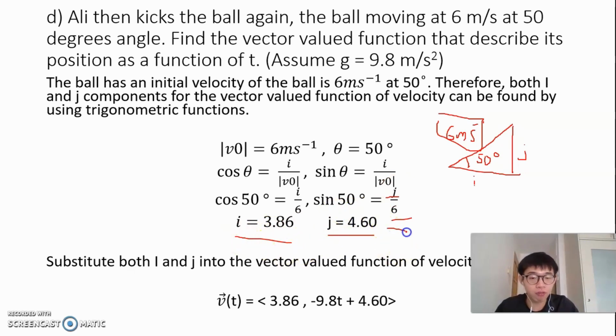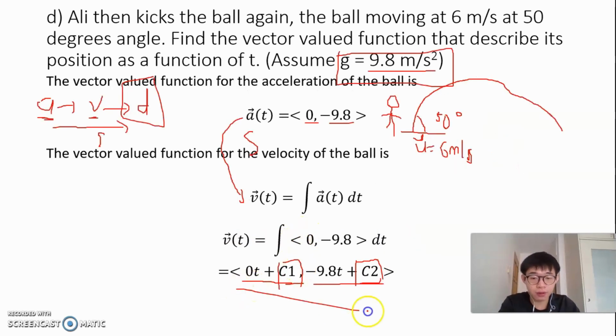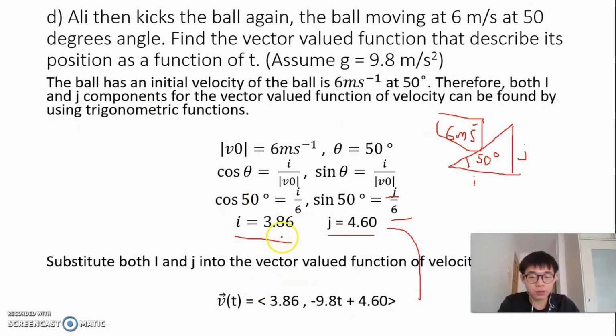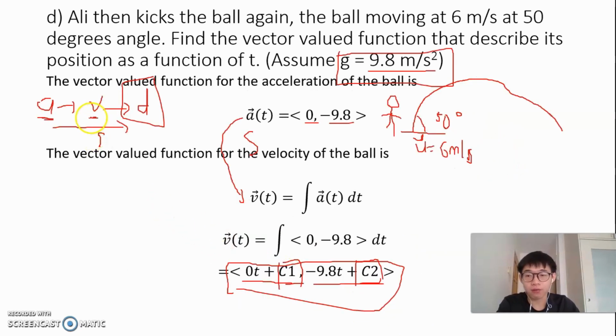Basically, we just substitute both of these values into the vector value function just now. So after substitution, we'll get 3.86 for i and negative 9.8t plus 4.6 for j. Okay, so now we have found the v. Next we are going to integrate the v again, so that we'll be able to get the displacement vector value function which the question asks.